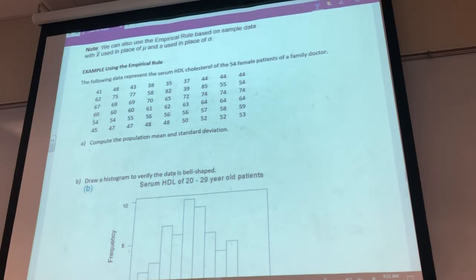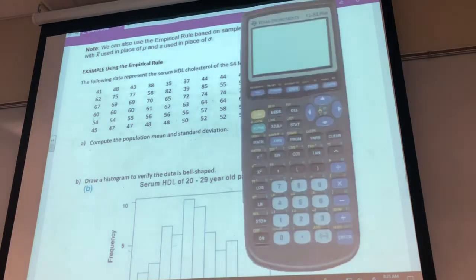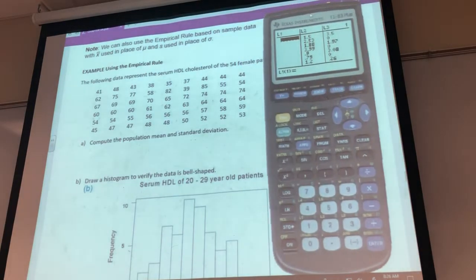Okay. All right, so we've got 54 female patients of a family doctor, and this is their HDL cholesterol. Let's actually calculate the mean and the standard deviation. That's a lot of numbers. Sorry about that. Let me come up to my L1, clear it out, and type those 54 numbers in. Bear with me. This isn't the important part, so if you want to skip this, you can.